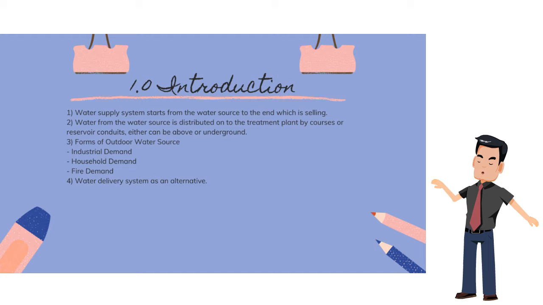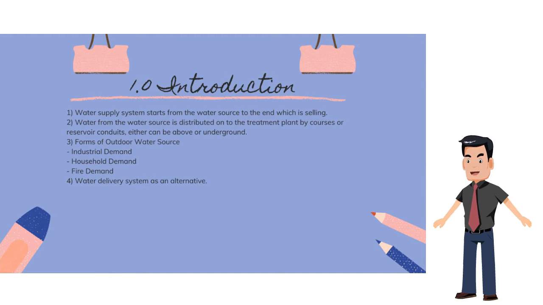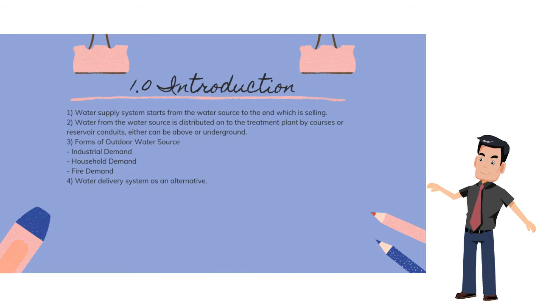Okay, second, water from the water source is distributed to the treatment plant by conduits from the reservoir, which can be above or underground. Water from a source such as the river or reservoir moves to the water treatment plant by pipes, or it can move by trucks. Okay, there are two ways.